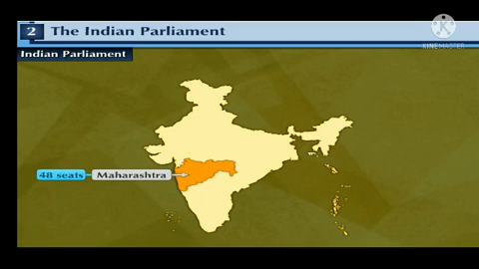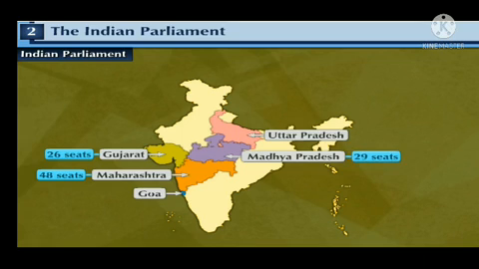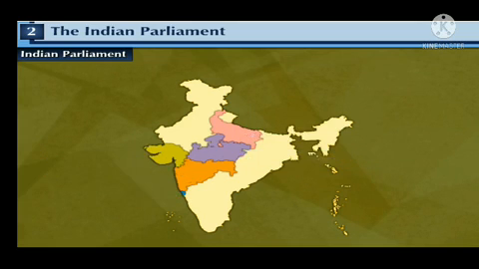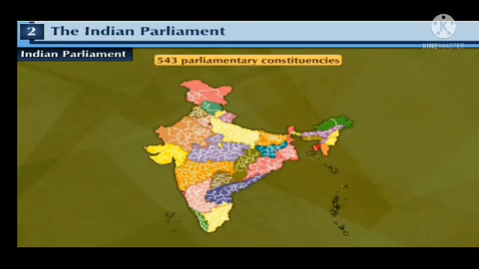Similarly, the constituent states of Gujarat, Madhya Pradesh, Goa and Uttar Pradesh were allotted 26 seats, 29 seats, 2 seats and 80 seats respectively in the Lok Sabha. Presently, there are 543 parliamentary constituencies in India.